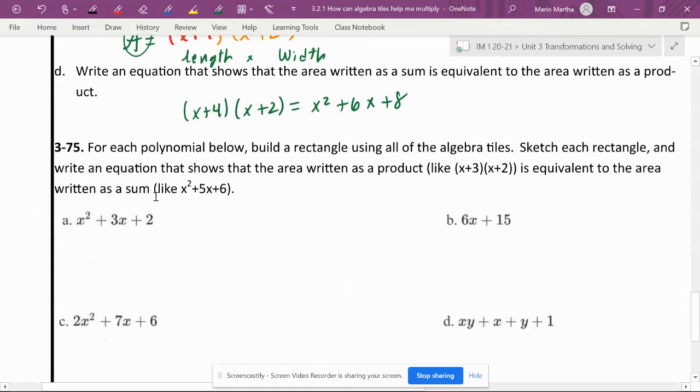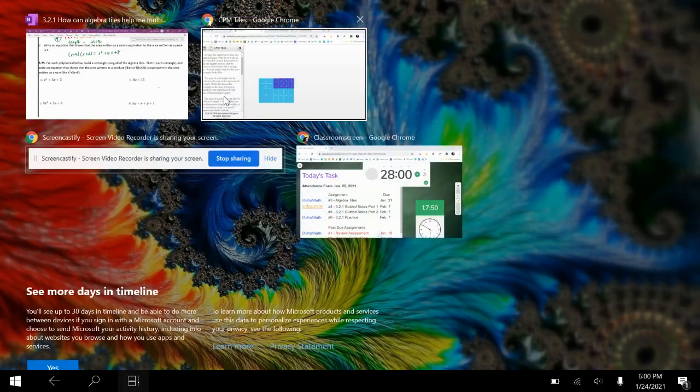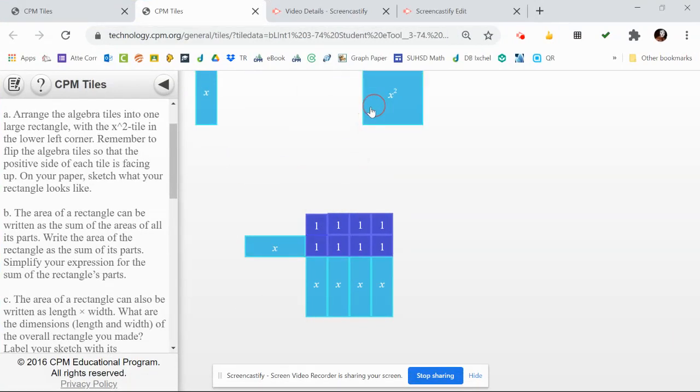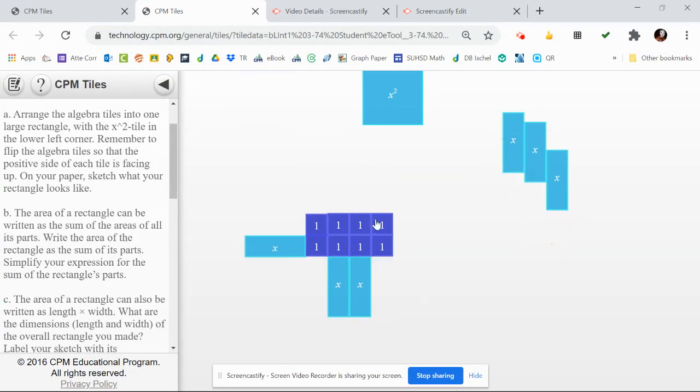All right, it says for each polynomial below, build a rectangle using all of the algebra tiles. Sketch each rectangle and write an equation that shows the area written as a product, like x plus 3 times x plus 2, is equivalent to the area written as a sum, like x squared plus 5x plus 2, right? So here we're looking at x squared plus 3x plus 2. So let's look at our squares. So we have 1x squared plus 3x and then plus 2 units, right?